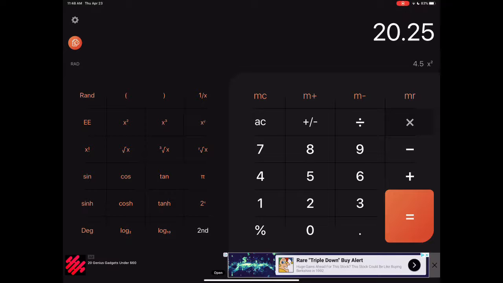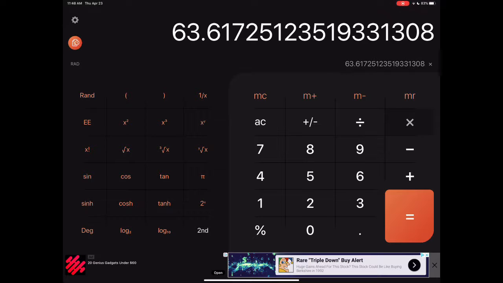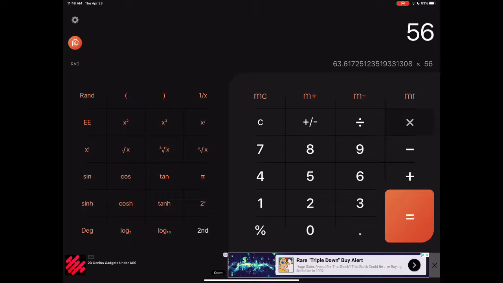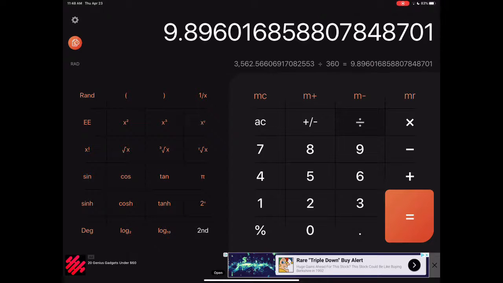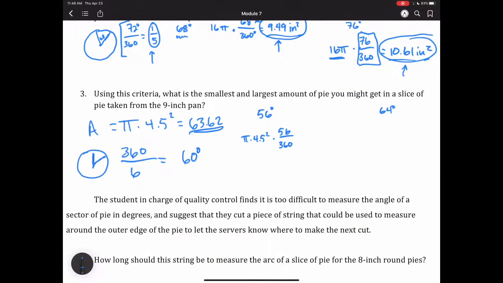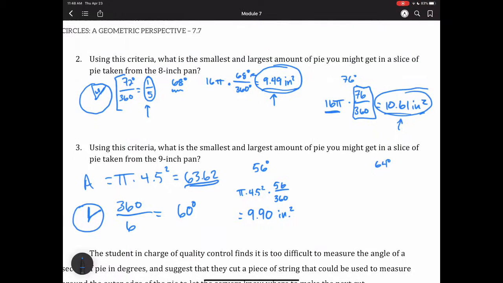4.5 squared times pi, which is equal to that, times the fraction of the circle that we're working with. So 56 divided by 360. So that gives us 9.90 inches squared. So again, still more than the least amount up here, but not even as much as if we get a perfect 72-degree cut of our 8-inch pie. So that would actually minimize our amount of pie.